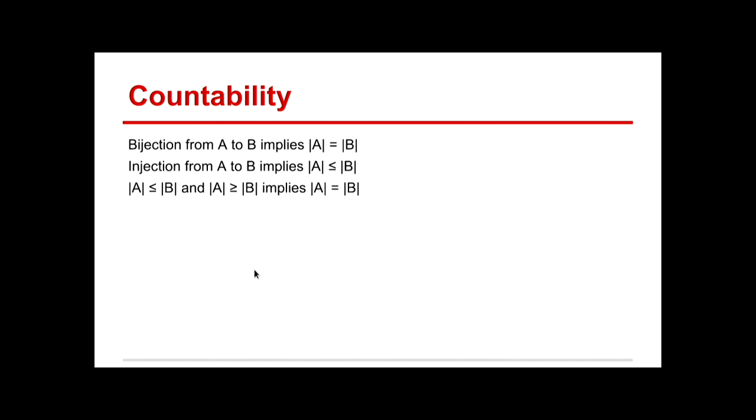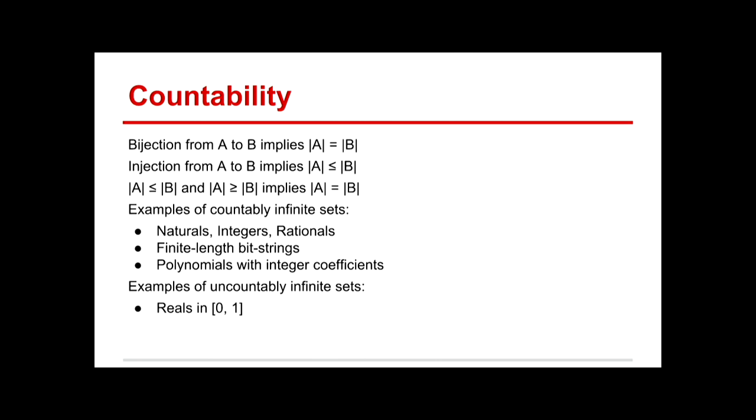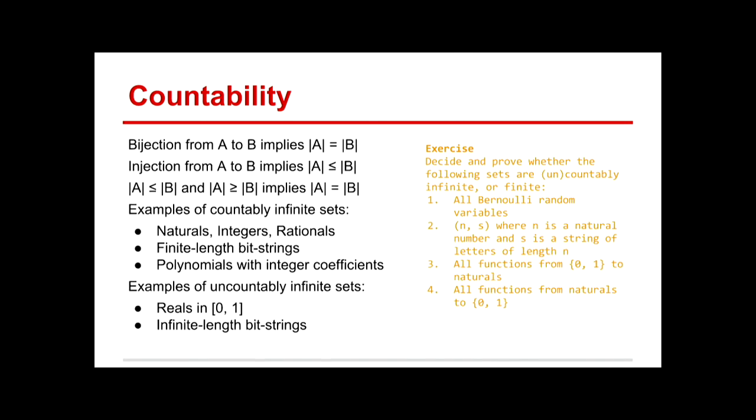Then if A is smaller than B and A is bigger than B, then A is equal to B. This might be obvious, but it's not really obvious for infinite sets. Here are some examples of countably infinite sets and examples of uncountably infinite sets, and here are some exercises. Any questions for the exercises?